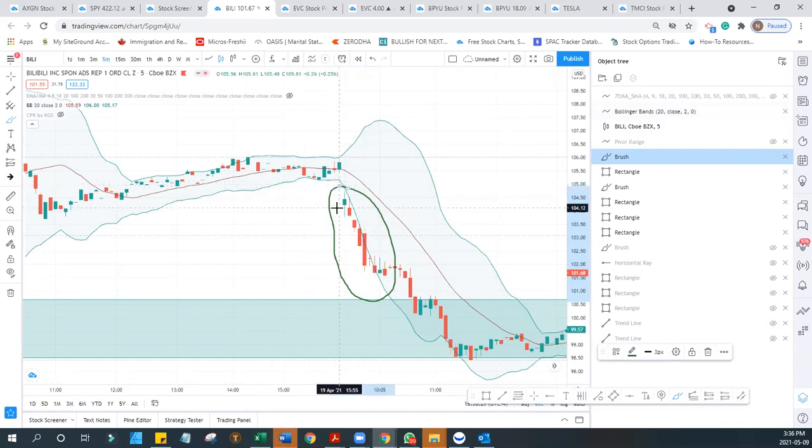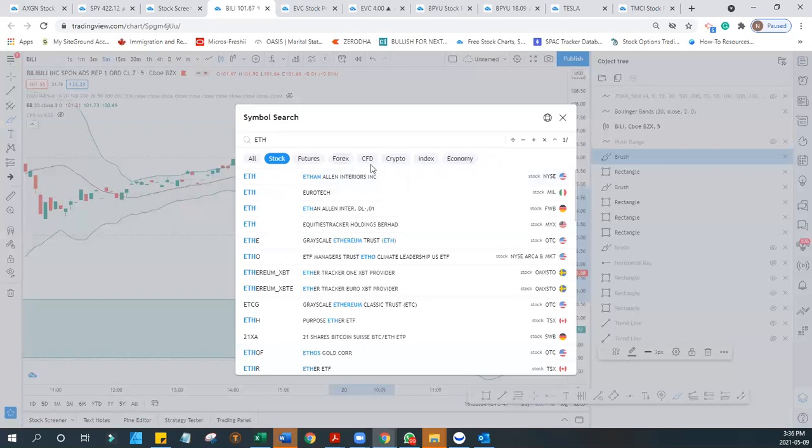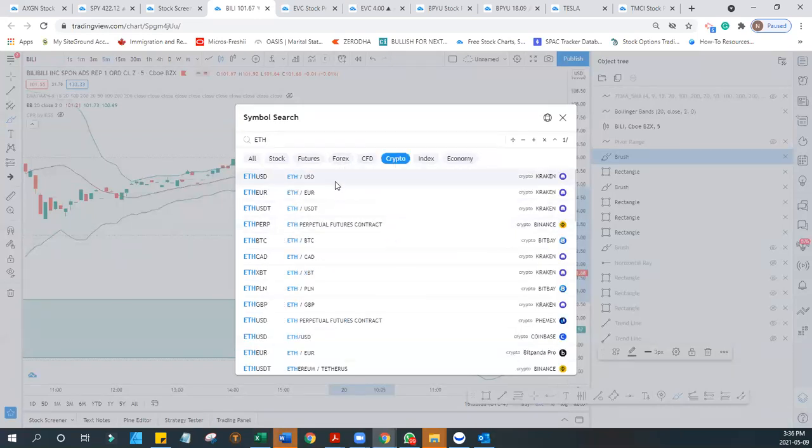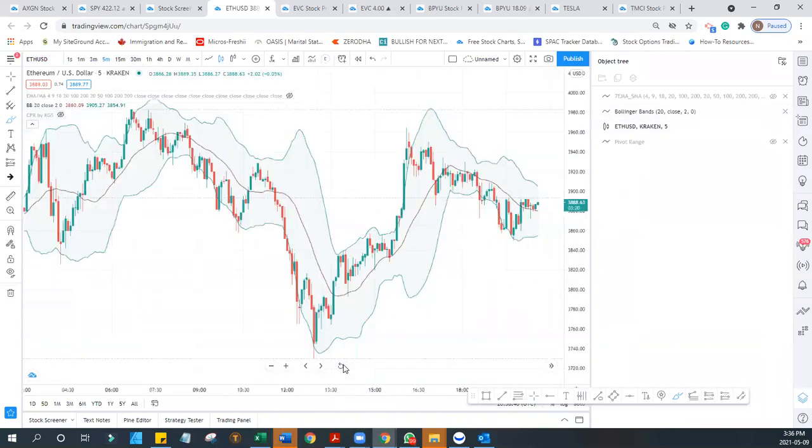It's very easy for me. Let's say any crypto is going on. Wow, ETH. That's a crypto, right? Why don't we see Dogecoin? Okay, let's see the Dogecoin.